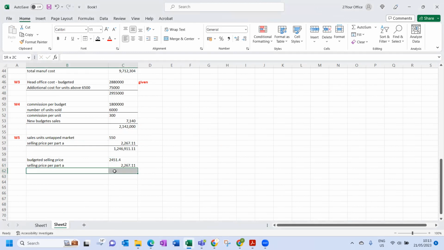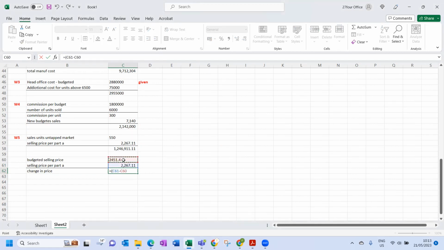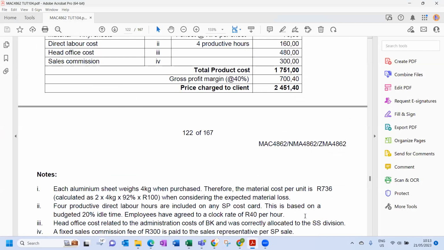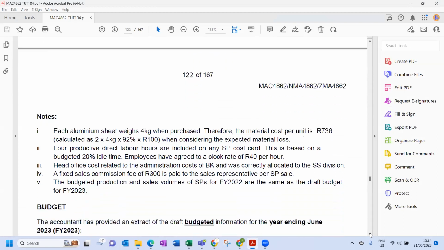So what is the change? The change in price is new minus old divided by old, let's do it the normal way. Okay, so the change is 8%. Just take note of that. The change is 7.52%.